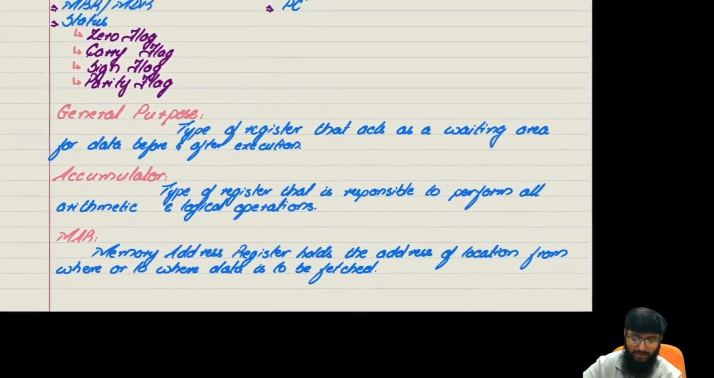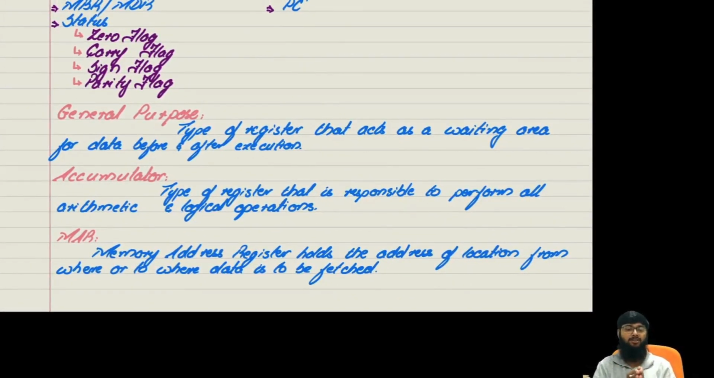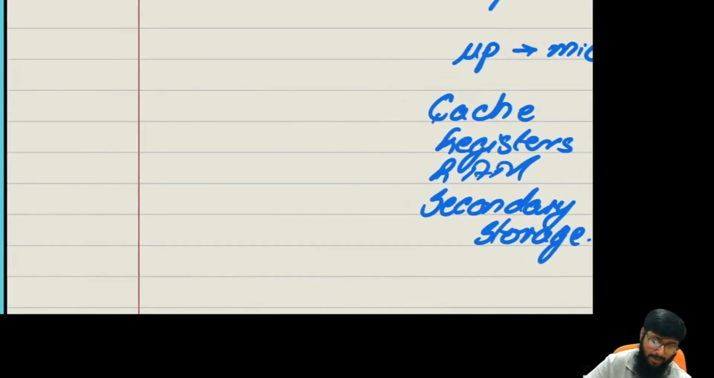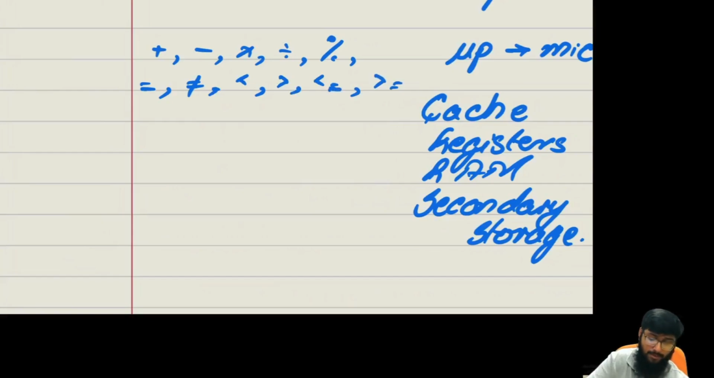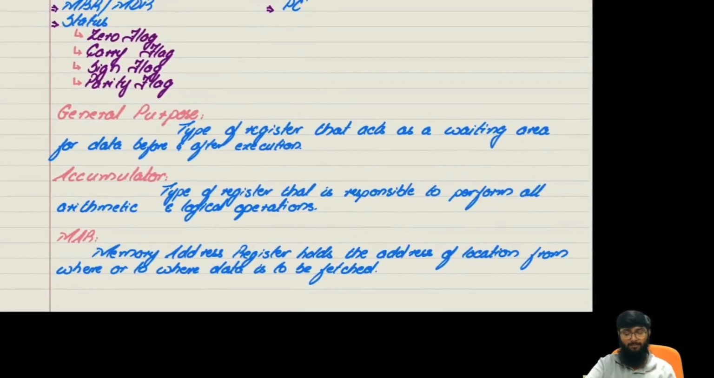Coming towards the accumulator register. The accumulator register is responsible for performing all the arithmetic and logical operations. What do we mean by arithmetic? Arithmetic operations contain plus, minus, multiply, divide, modulus. And coming towards the logical operations, they are equals to, not equals to, less than, greater than, less than equal to, greater than equal to. So these are the operations that the accumulator is officially performing.